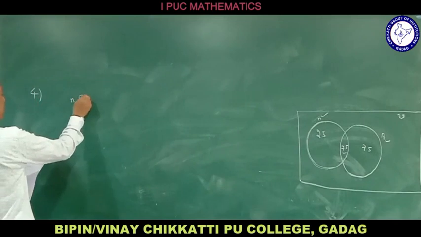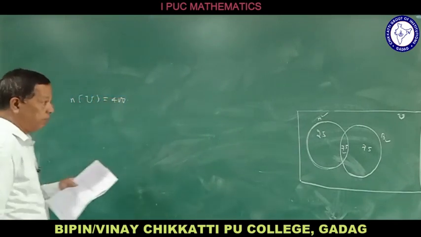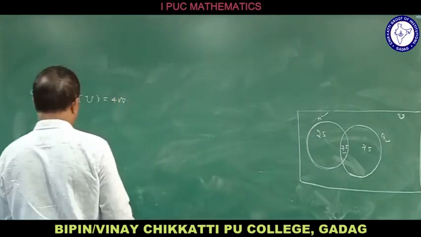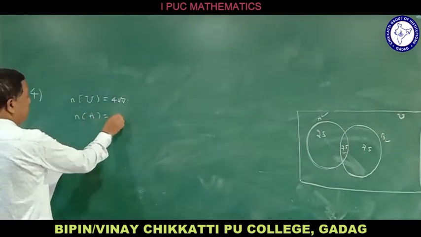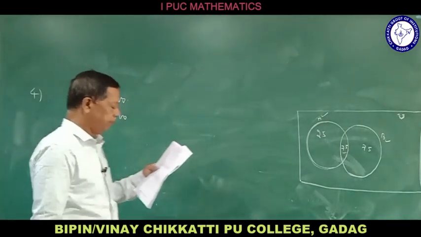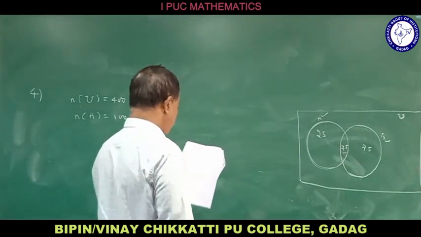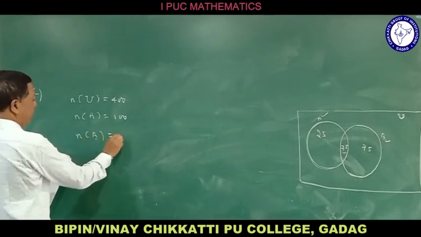Total strength is given. N of U is 400. The total strength of the class is 400. And how many like apples is given in the statement? N of A, where A means apple, is 100. Look, 100 were listed as taking apples and 150 as taking oranges. For orange, I have written that B is 150.